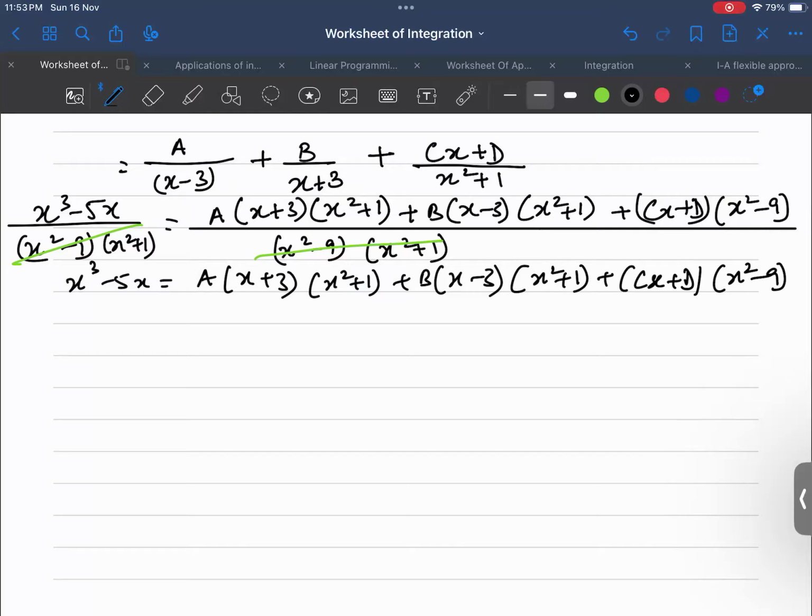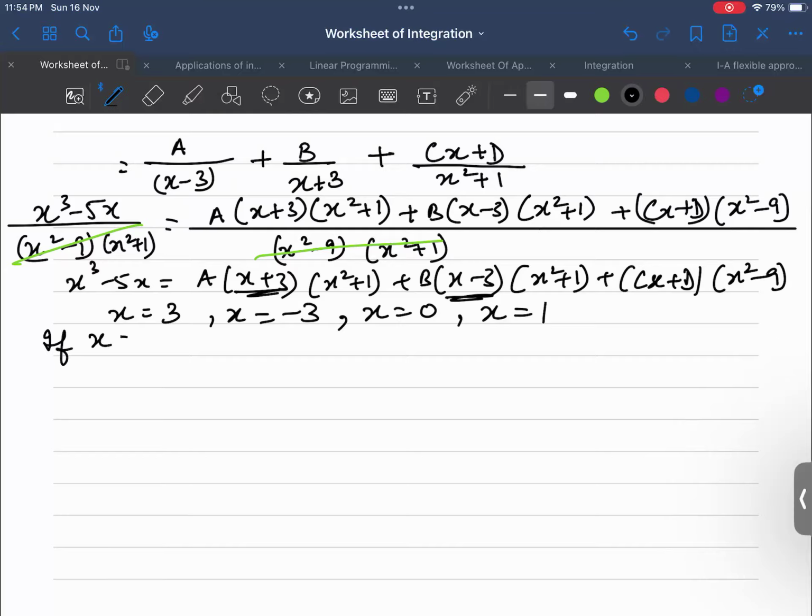Now we need to calculate the values of constants a, b, c and d. How can we solve it? By substituting values of x: let x be 3, let x be minus 3, which make some terms zero, then x equals 0 and x equals 1. By this we will be able to solve.